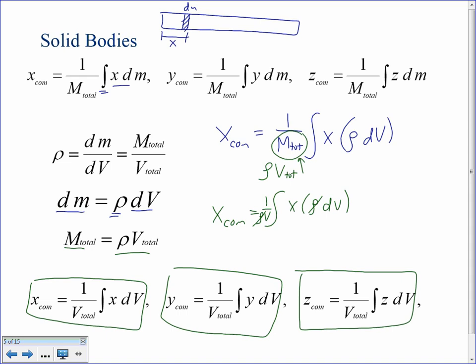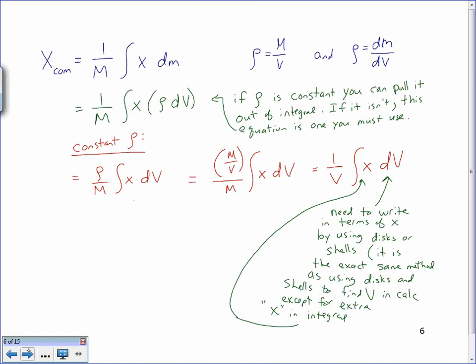In general, these calculations can be somewhat complicated. There will be an example of looking at this for 1 or 2 different objects in a separate video. Again, if you have a constant density, you can pull the density out of the integral. If the density is not constant, then you must use this equation right here. You can't use the volume equation.